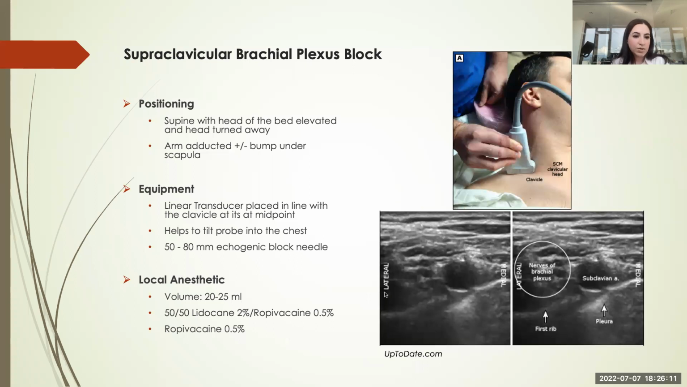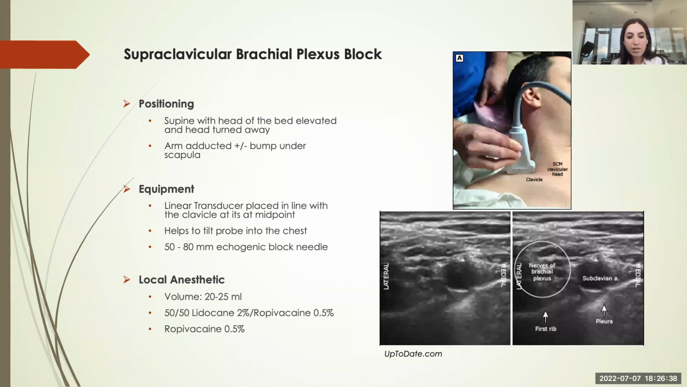Again, it's a shallow structure, so typically a higher frequency linear transducer would be used. Long or short block needle probably doesn't make a difference. We usually use an 80 millimeter echogenic needle for this block, especially if the brachial plexus happens to have a long tail and you want to start a bit more laterally and hydrodissect your way through the pocket. A longer needle would be useful.